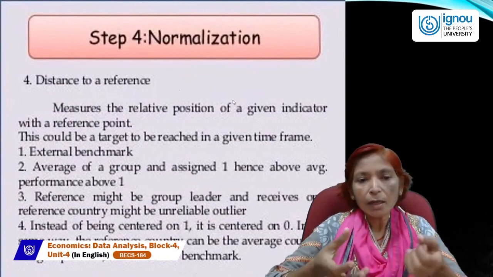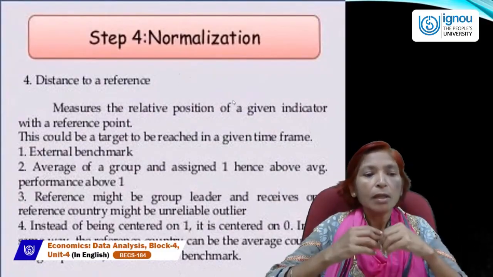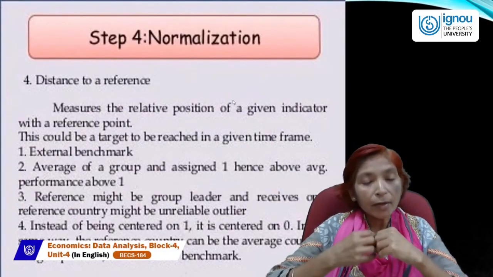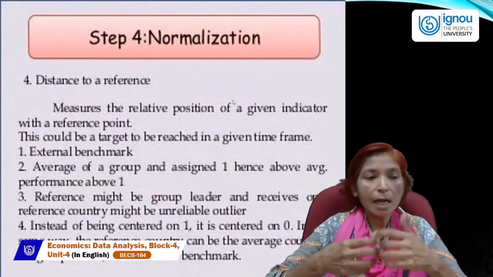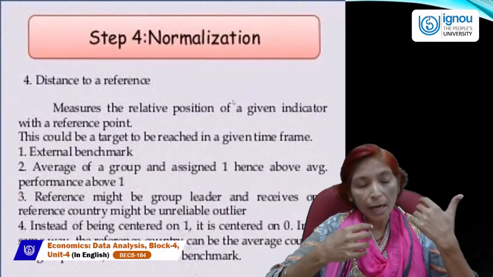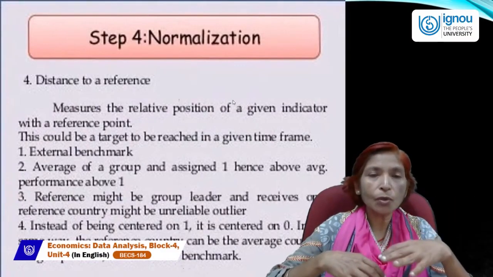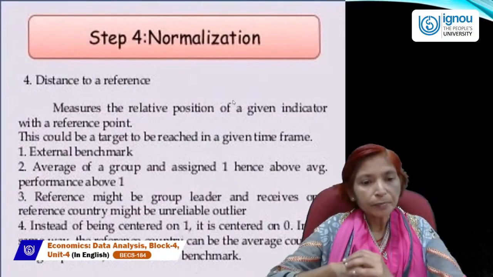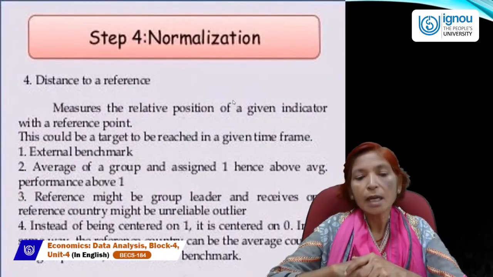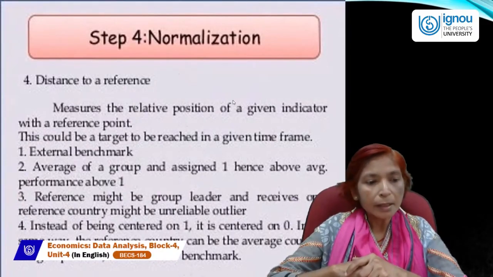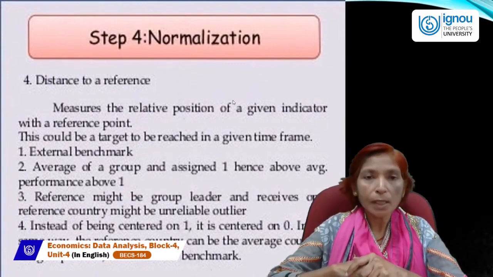So we can assign a rank or number, that is the average of that thing. Average of a group is assigned 1, and hence above 1 is more than average performance, and 1 shows average performance. So the reference might be a group leader and receive one, or a reference country might be an unreliable outlier. And instead of being centered on one, it is centered on zero also.